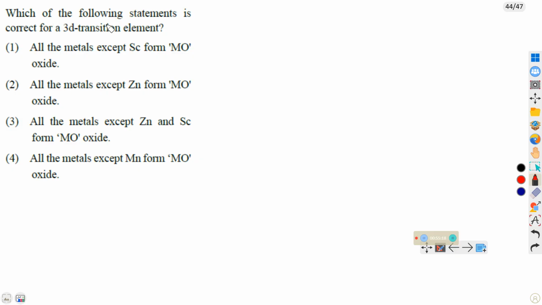Which of the following statements is correct for a 3d transition element? All the metals except scandium form MO oxides. ScO is not possible. Scandium exhibits plus 3 oxidation state. That's the reason. First one.